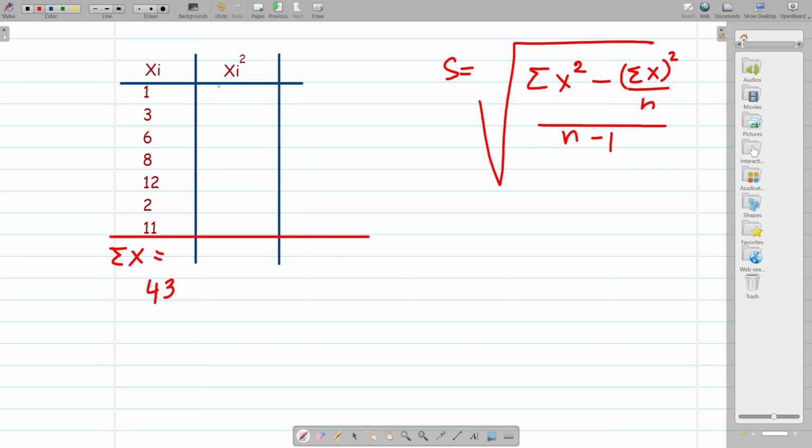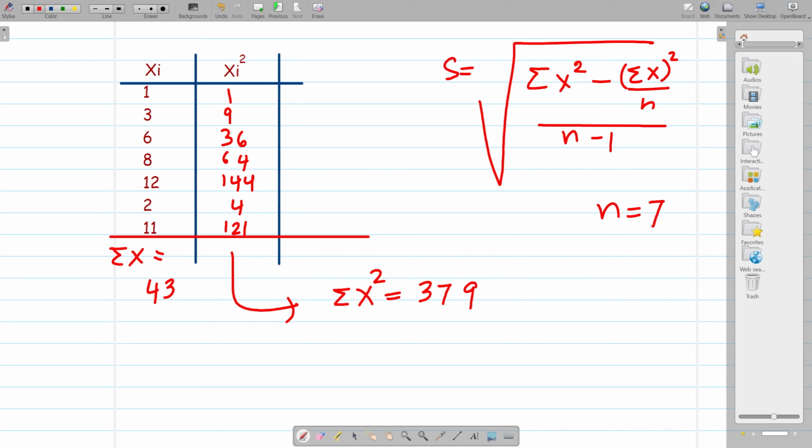Now we should write down the square of each value. 1 into 1 is 1, 3 into 3 is 9, 6 squared is 36, 8 squared is 64, 144, 421. If you take the summation of these, it is 379. Now the value of n is 7: 1, 2, 3, 4, 5, 6, 7 values.